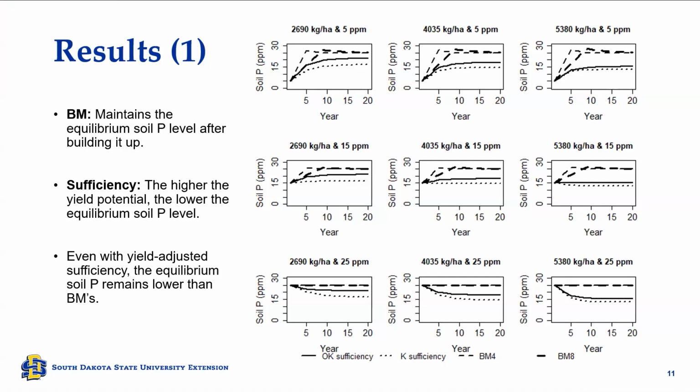So when they have low yield goals, their equilibrium soil phosphorus level is higher, and when the yield goal is higher than others, their sufficiency soil phosphorus levels reach a lower soil phosphorus level. So going to the right, their ultimate equilibrium soil phosphorus level keeps decreasing with the solid lines. So with sufficiency, the higher the yield potential, the lower the equilibrium soil P level. With yield adjusted sufficiency, the hybrid sufficiency way, the equilibrium soil phosphorus is really similar to build maintenance, but it reaches about 15 ppm, way lower than the build maintenance equilibrium soil phosphorus level.